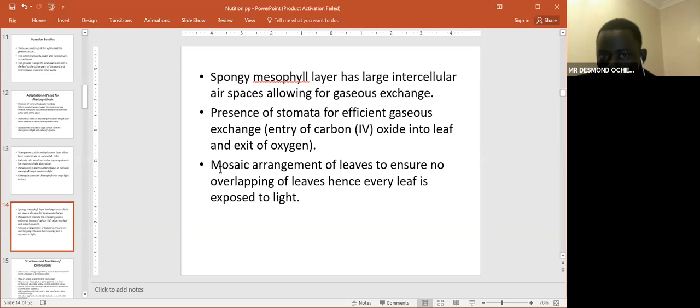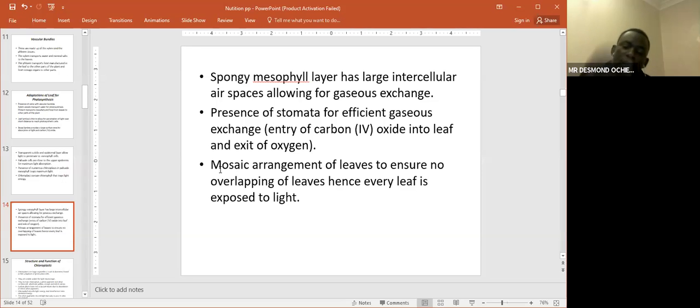And we said that the stomata are found sometimes in the upper epidermis, sometimes in the lower epidermis. But in most cases, the stomata are found on the lower epidermis, where they are located to reduce the rate of evaporation. Then we talk of what is called the mosaic arrangement of leaves.